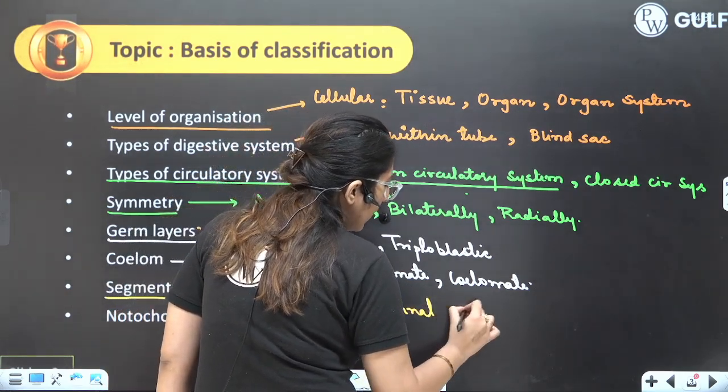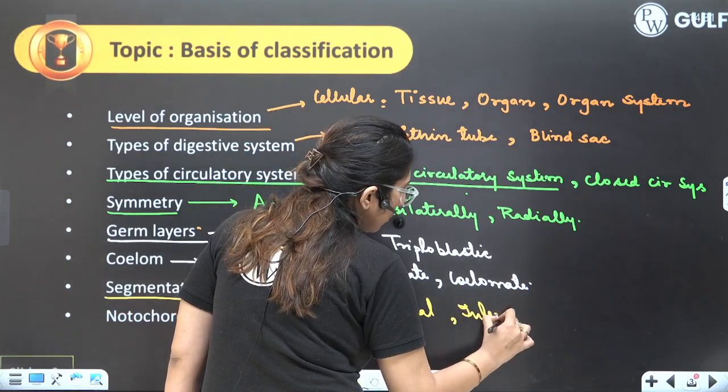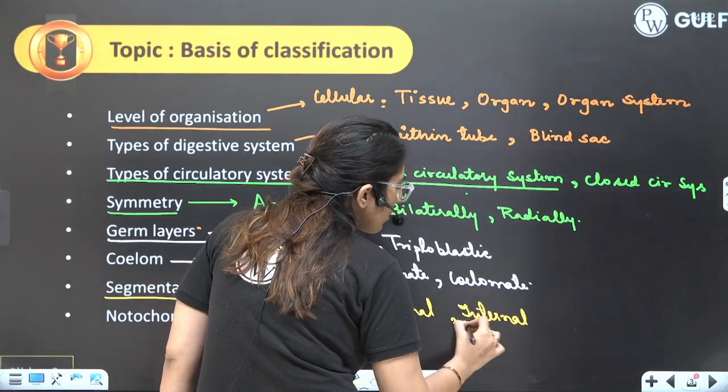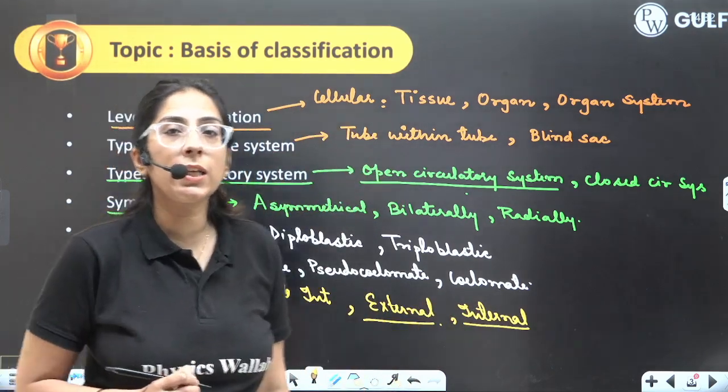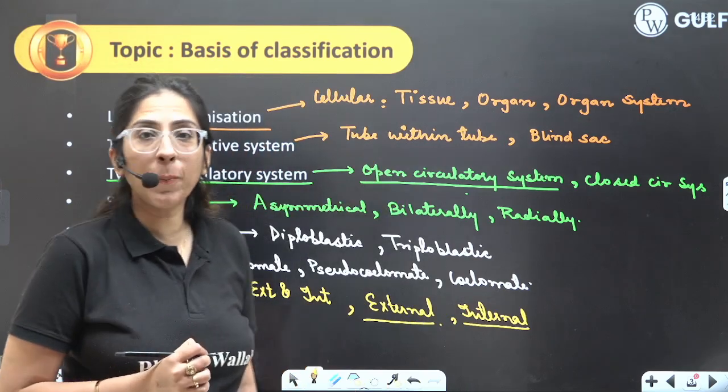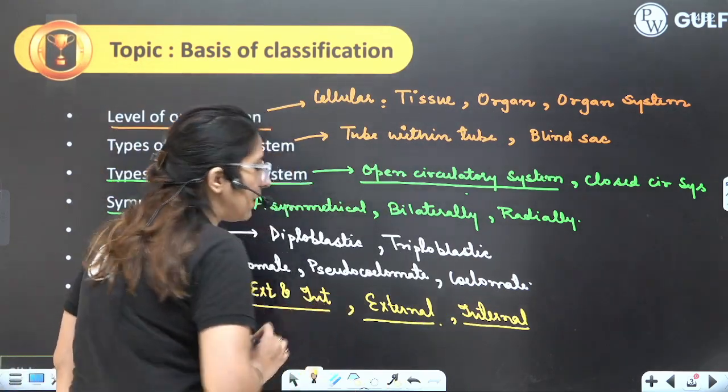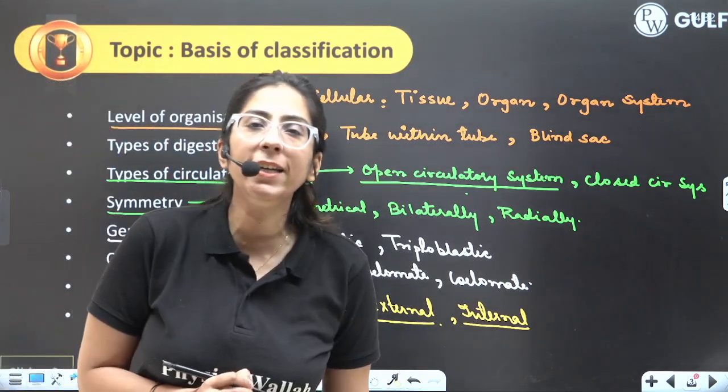They can be internal segmentation. Internal segmentation is seen in case of chordates. External segmentation is seen in case of arthropods. External as well as internal segmentation is seen in case of annelids.